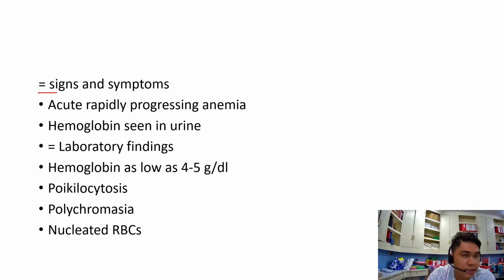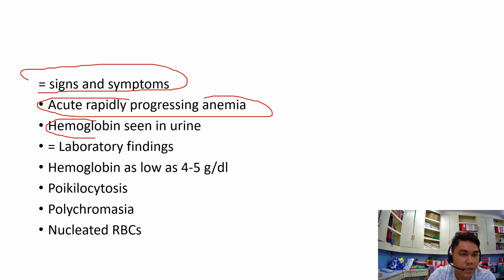Next, signs and symptoms. You have acute, rapidly progressing anemia. Hemoglobin is seen in urine, okay, due to increased destruction of red blood cells. Laboratory findings, you have hemoglobin as low as 4 to 5.